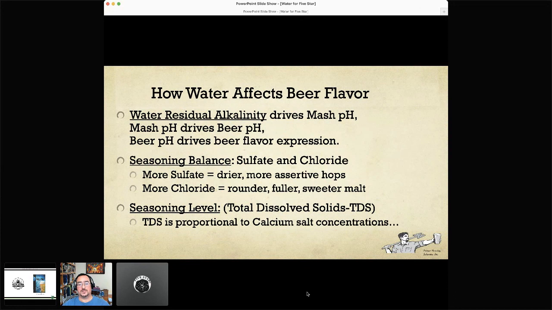Then we talk about the seasoning level, the total dissolved solids, how much mineral is in the water to support the beer's flavors. Now, because we are typically adding calcium salts to adjust our water, the total dissolved solids is proportional to our calcium salt concentrations. We'll talk more about that later too.